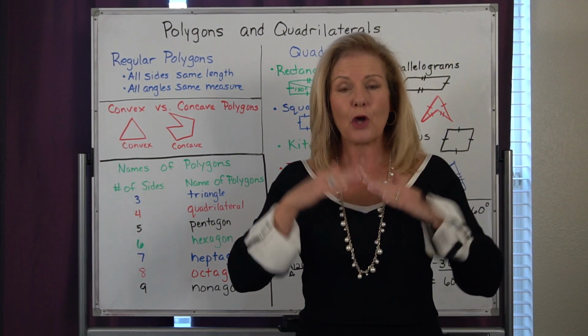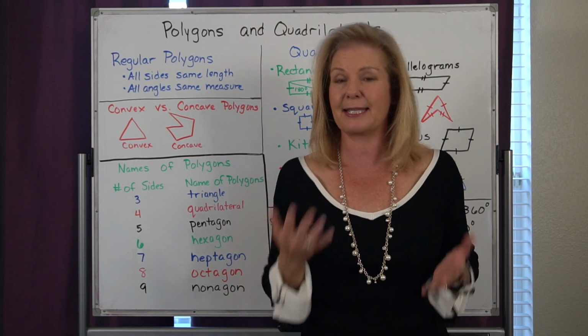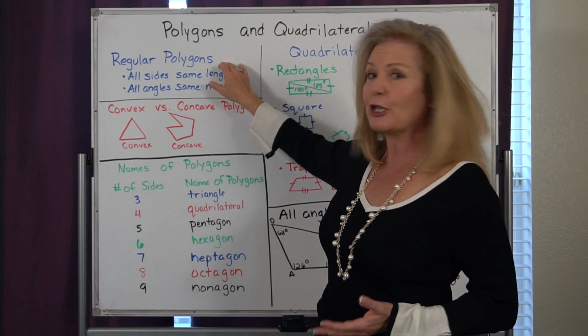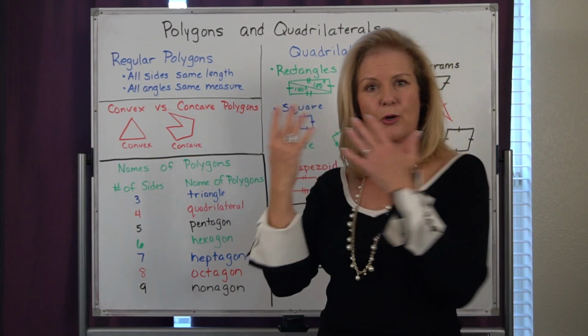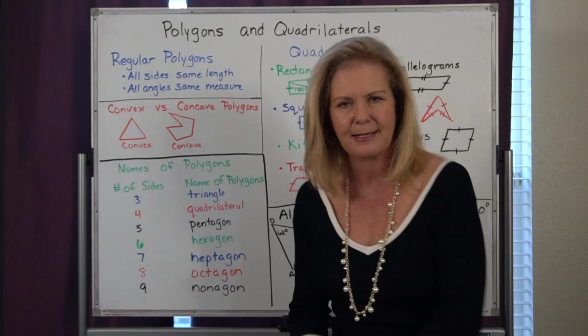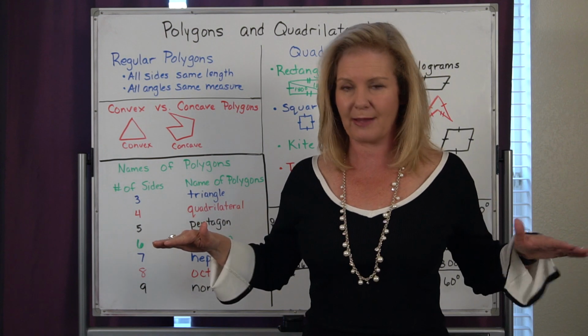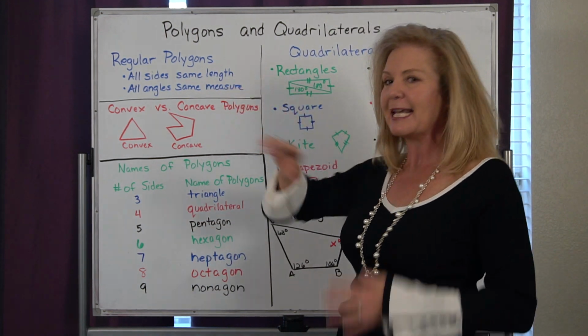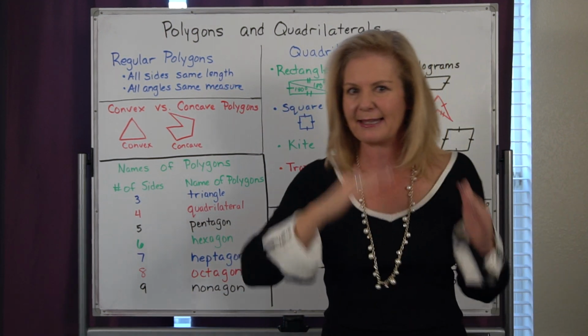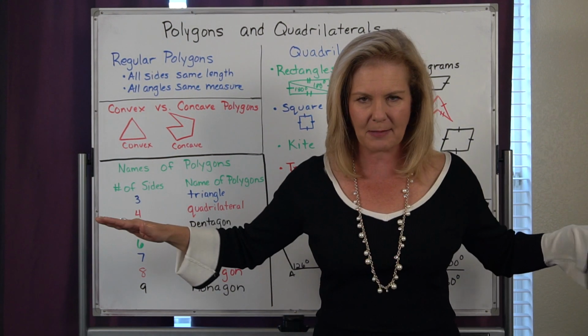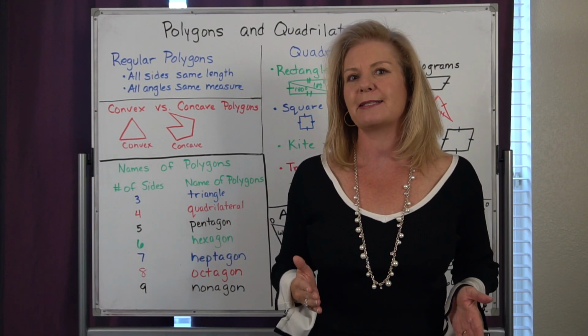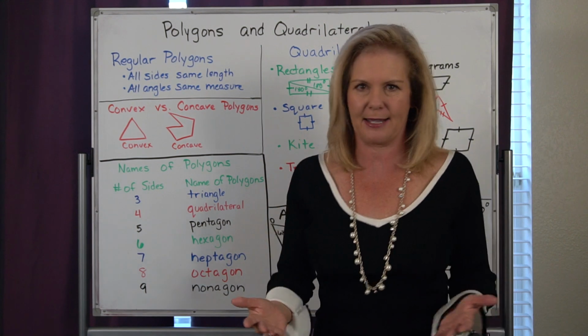Now, these closed figures, the polygons that we look at, we can have regular polygons or we can have irregular polygons. Mostly in math, we want to work with regular polygons. And so a regular polygon simply means that the side lengths that make it up are all the same length and the angle measurements that make it up are all the same angle.